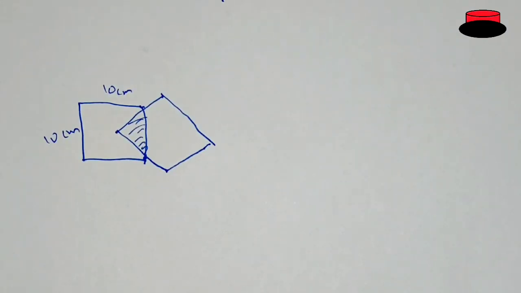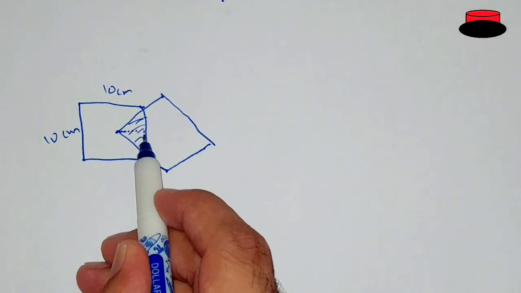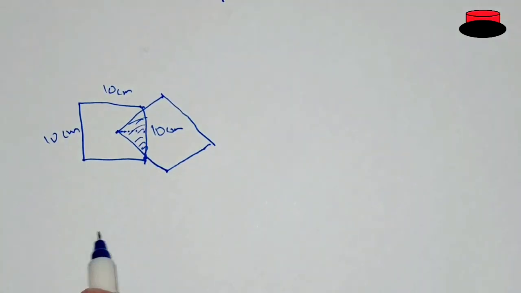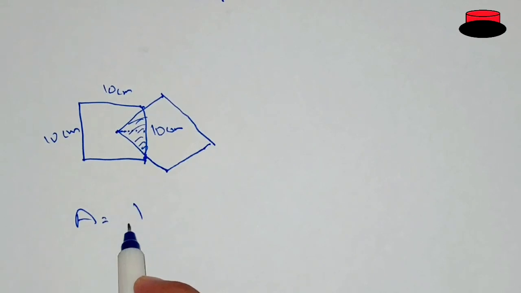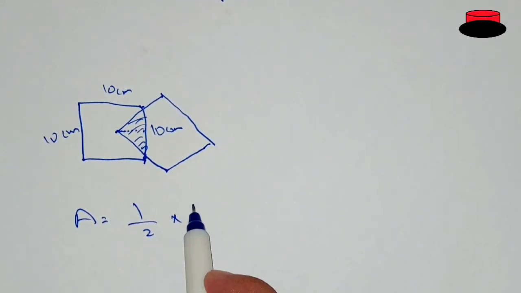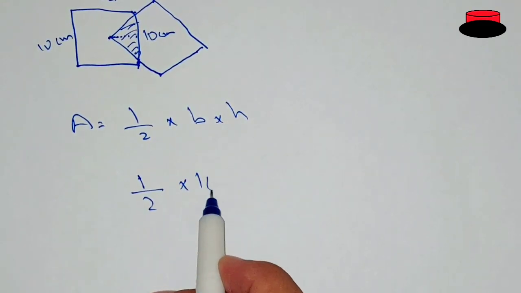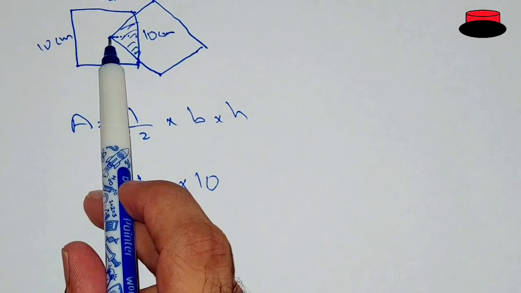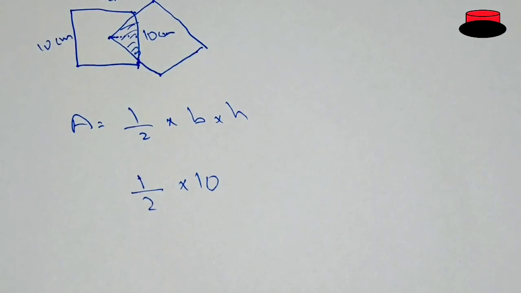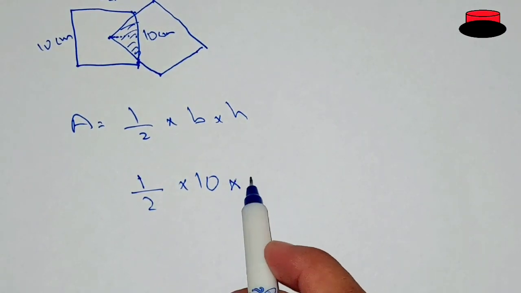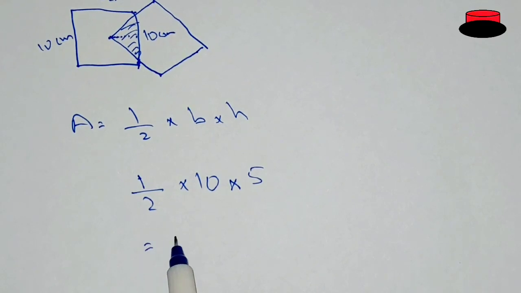So this is the original figure, and the two sides are 10 centimeters and 10 centimeters. The distance from here to here is 5 centimeters and one side is 10 centimeters. For finding out the area, half into base into height, so one side is 10 centimeters multiplied by height, so this distance is 5 centimeters. So 10 multiplied by 5 is 50, divided by 2, and the area of the shaded region is going to be 25 centimeters square.